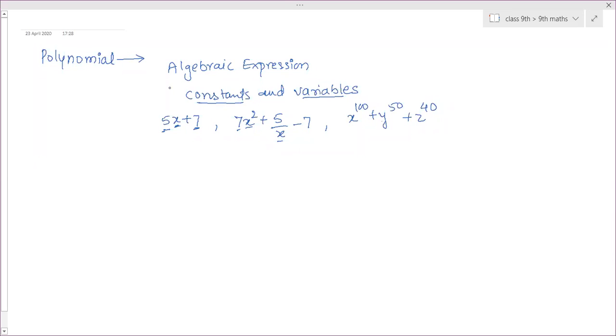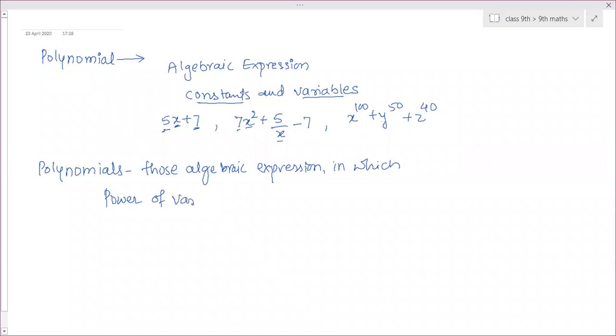Now out of these algebraic expressions, which algebraic expressions do we have to consider as polynomials? Polynomials are those algebraic expressions in which the power of variables is a whole number. It is a whole number.